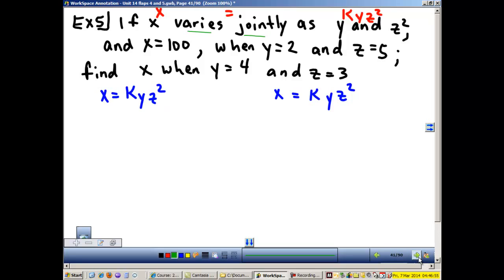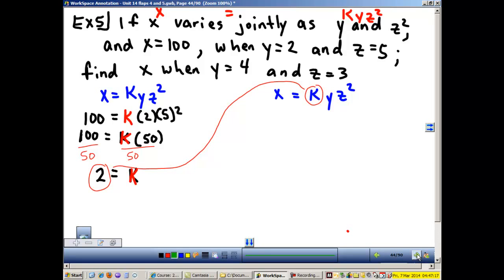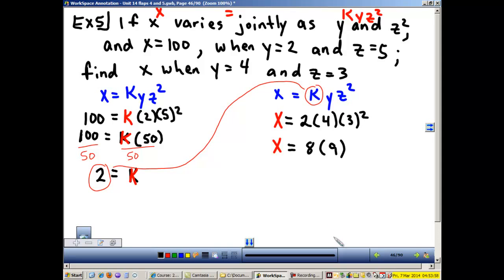We write that twice. On the left side, go ahead and fill in what we know. 100 is equal to k, y is equal to 2, and z is equal to 5. Simplifying, we get 100 equals k times 50. Divide by 50, and k is equal to 2. Now substitute 2 in for k on the other side. We're looking for x, and we know that k is 2, y is 4, and z is 3. Simplifying, we get x is equal to 8 times 9. So x is equal to 72.